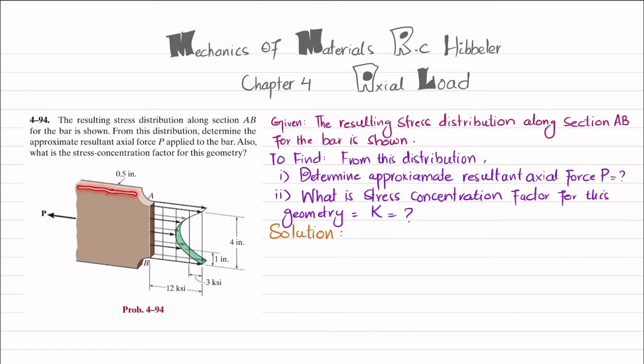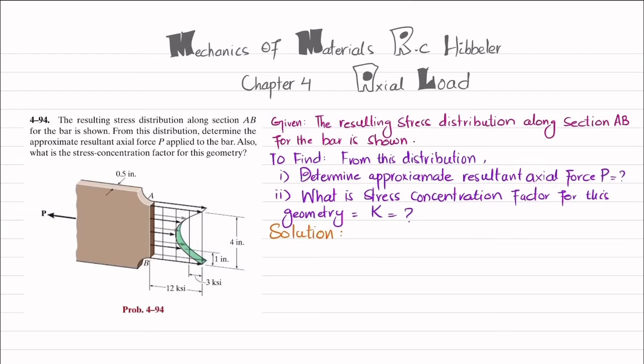You can see this is a bar having a fillet, clear, and at section AB the stress distribution is shown like that, and there is a P load applied to this bar. You can see the highest intensity is 12 ksi, and the intensity of each segment is 3 ksi. So there are 4 segments, and if we count, there are 1, 2, 3, 4, 5, 6, 7, 8, 9 and 10 approximately squares. The thickness of this bar is 0.5 inch. So let's start with the solution.